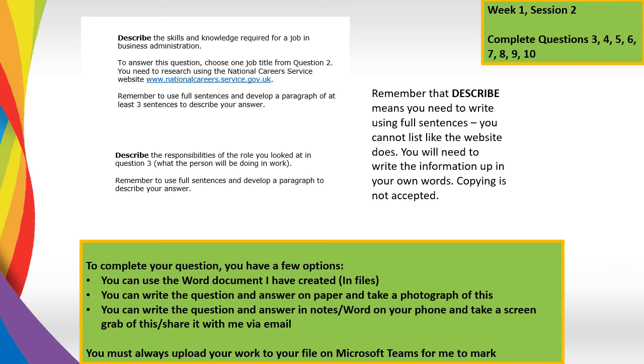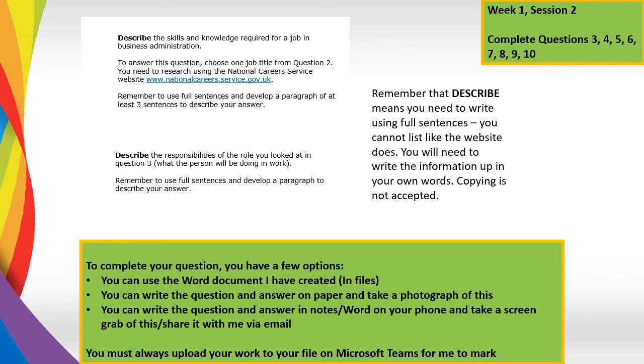This will lead you on to answer the rest of the questions. So the first question is to describe the skills and knowledge required for a job in business administration. This question directly leads from the information that you read on how to become an admin assistant. The second part of that question is to describe the responsibilities of the role that you looked at in question 3, what the person will be doing in work. And that's where we clicked what you'll do. And that gave us lots of information about what the admin assistant will be doing and what their responsibilities are.